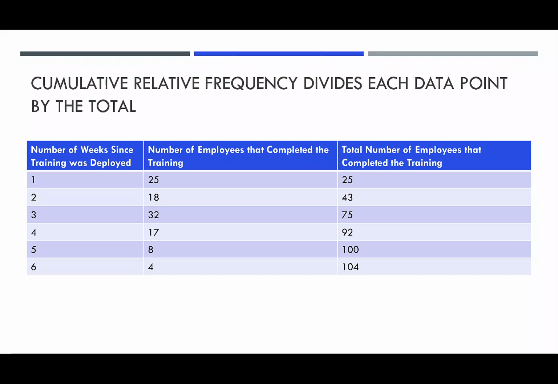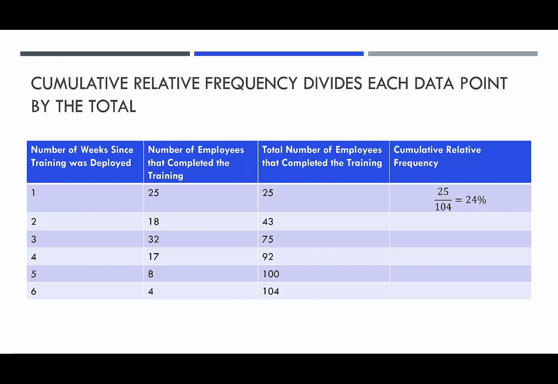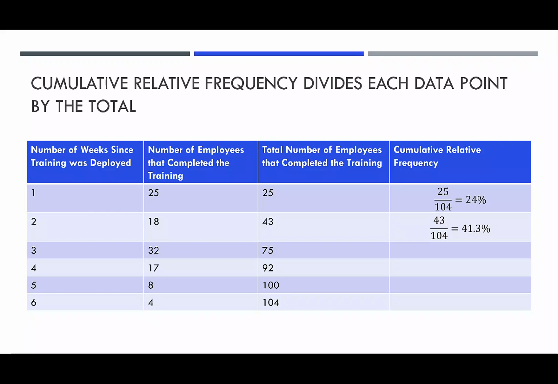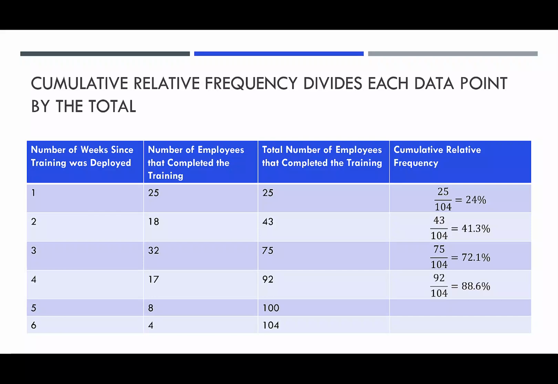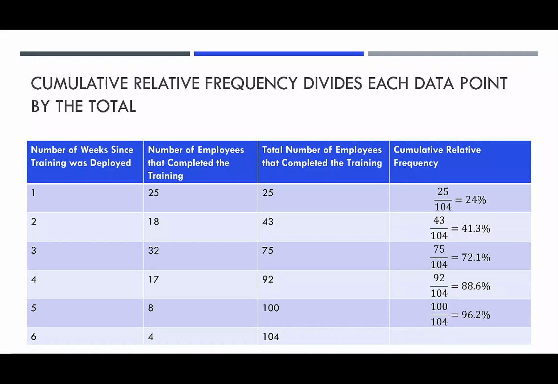If we want to extend this to a cumulative relative frequency distribution, we'll divide each data point by the total. So our cumulative relative frequency for week 1 is 25 divided by our total of 104, which gives us 24%. In week 2, we divide 43 by 104 to get 41.3%. Week 3, 75 divided by 104 is 72.1%. Week 4, 92 divided by 104 is 88.6%. Week 5, 100 divided by 104 is 96.2%. And then in week 6, 104 over 104 is 100%.